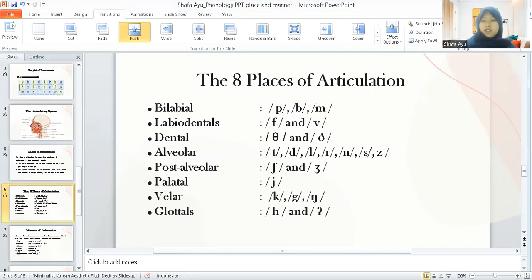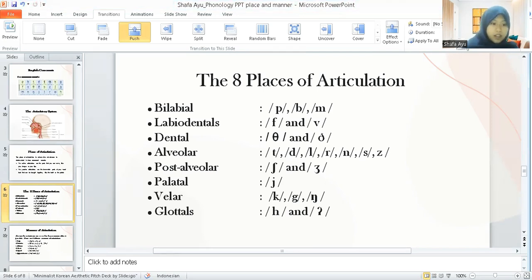Okay. After alveolar there is also post-alveolar. Post-alveolar is contact between the tongue and the back of the alveolar ridge. Okay, next is palatal. Contact between the tongue and the hard palate. For example, the y sound, like yes or yellow.